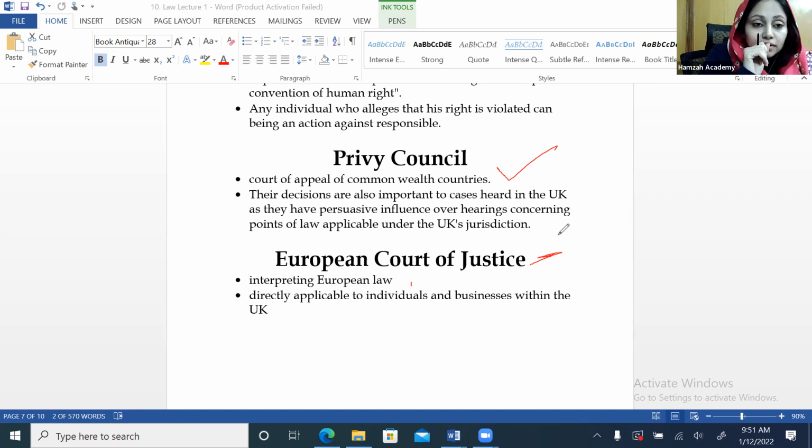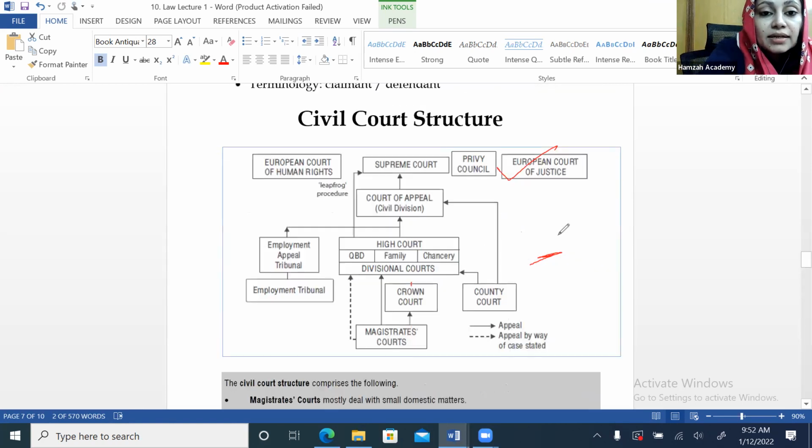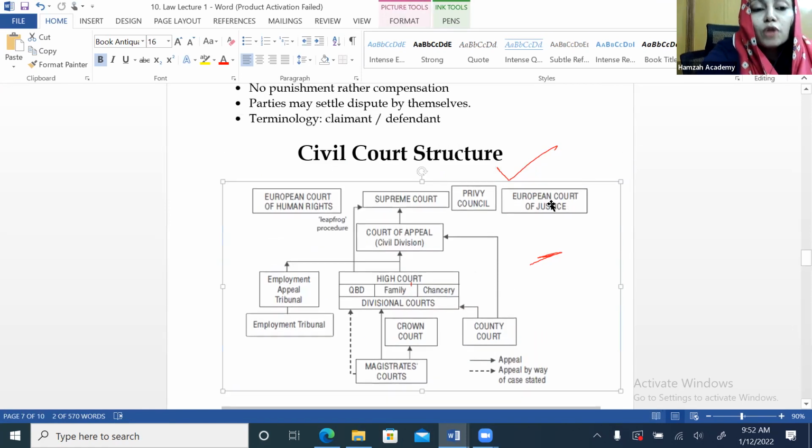They interpret the law in a context so that the law can be used in different countries with the same meaning. Right? So again, in every state, along with the Supreme Court, the European Court of Justice and the Privy Council will operate. Clear?